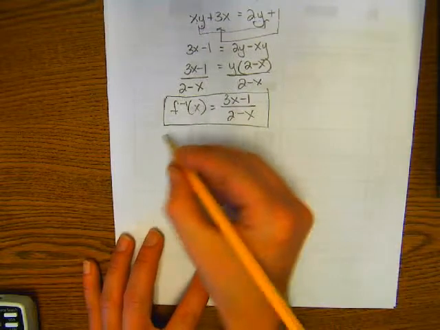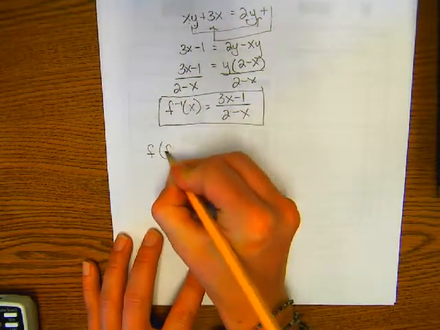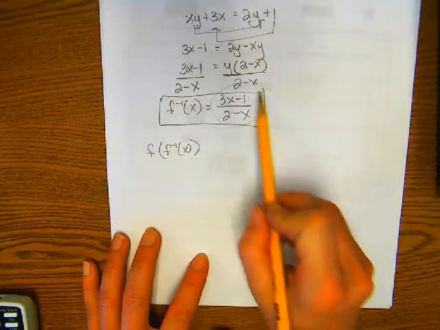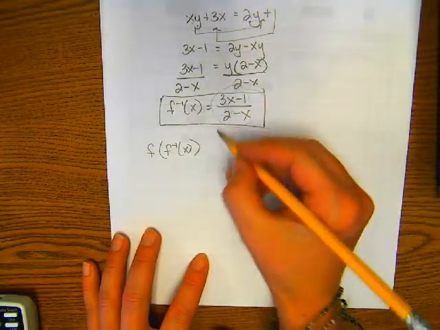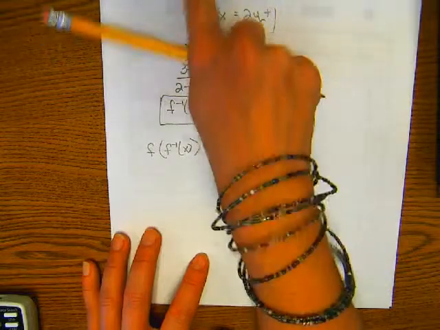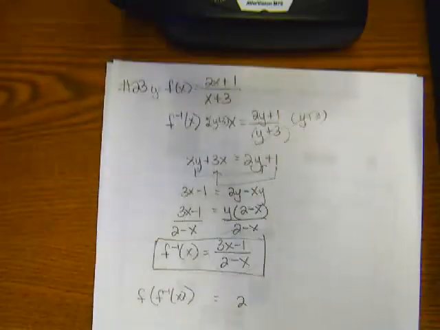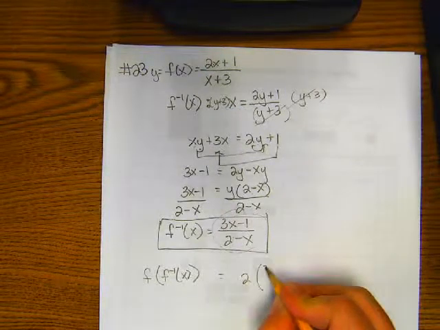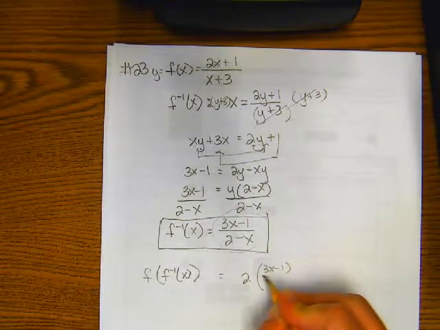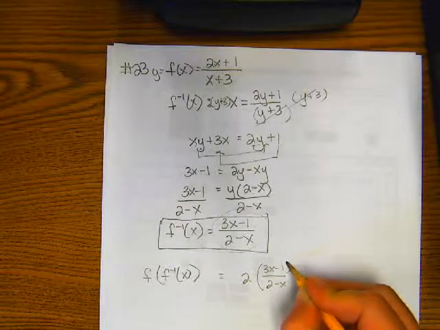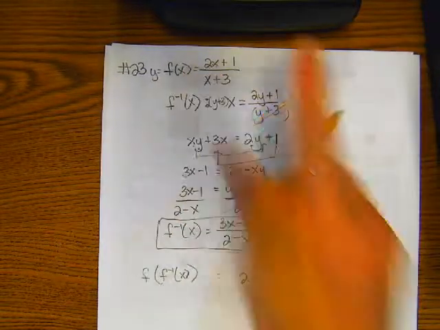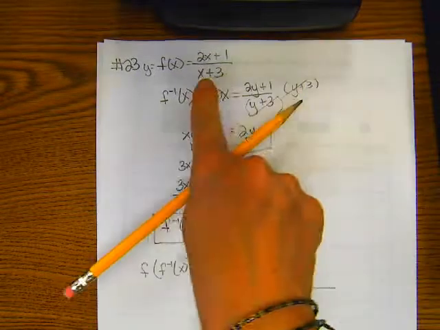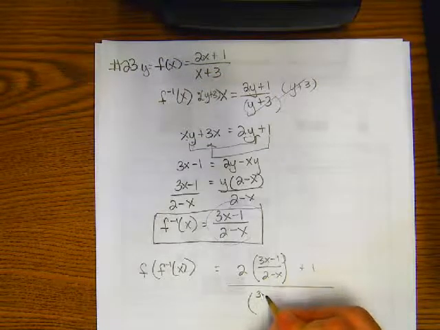So if I was doing f of f inverse of x, what that means is I would take this entire function and put it in for x in both spots. So I'd have 2 times x, but in place of x I'd put this whole thing. Then 2x plus 1 over x plus 3 on the bottom, so I'd do it like that.